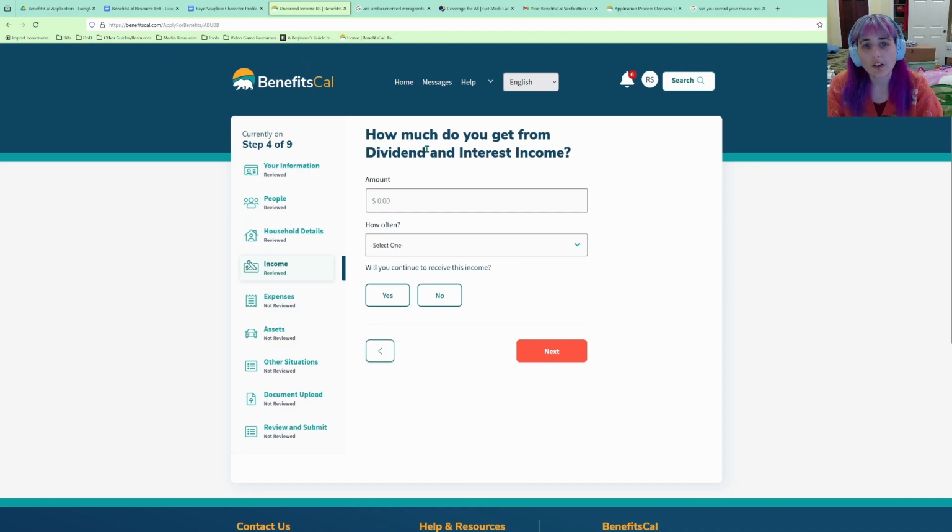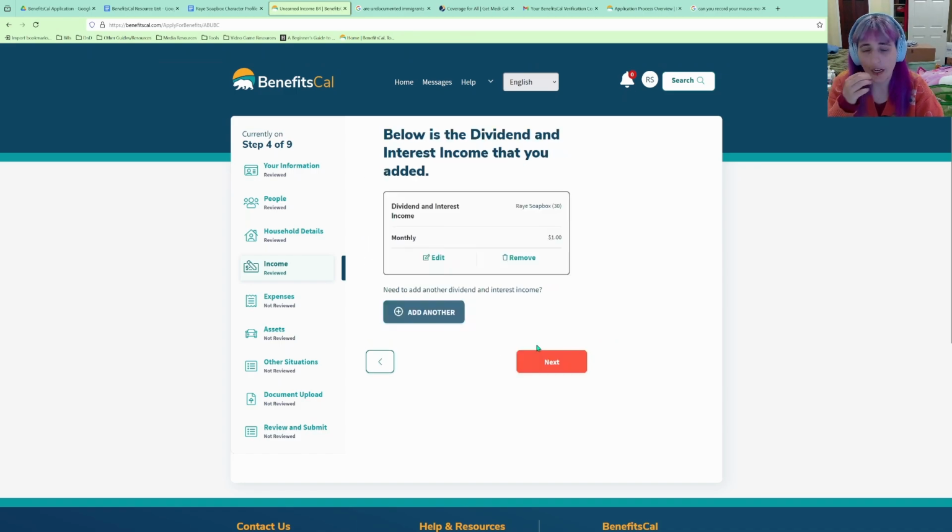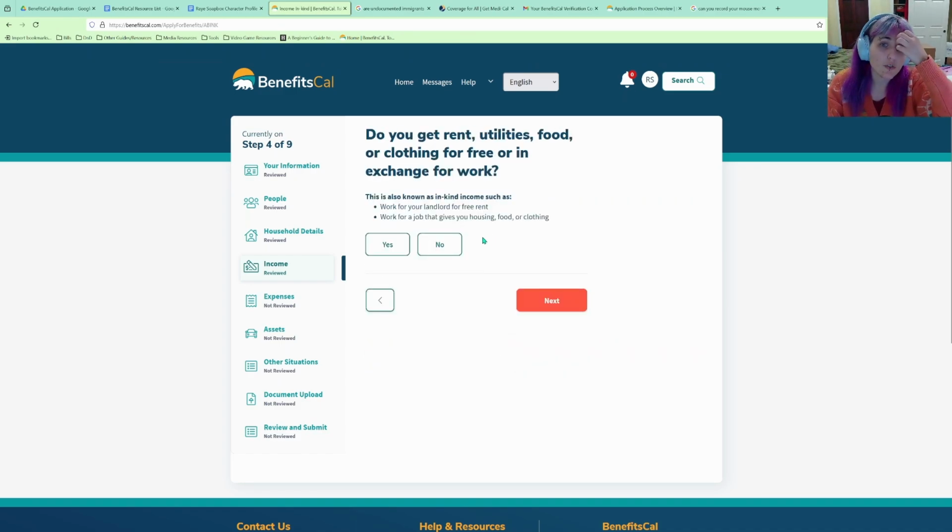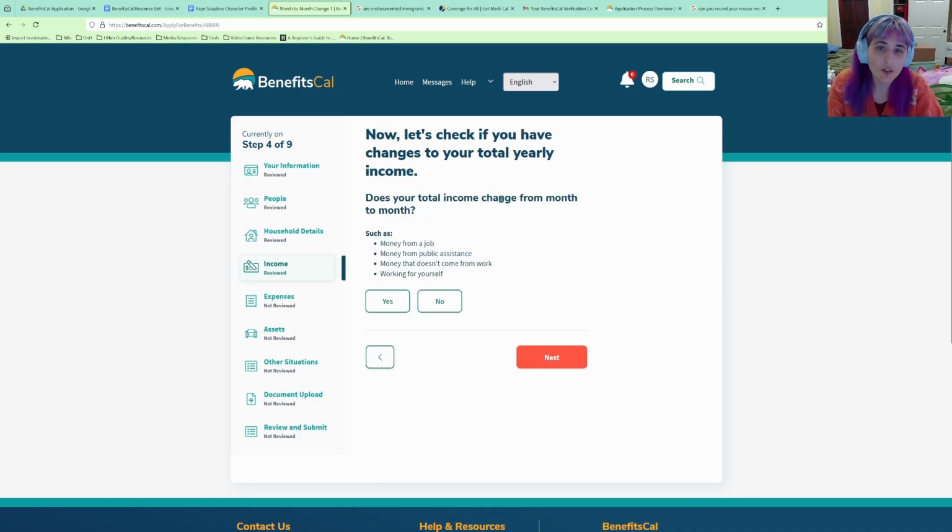How much do you get from dividend and interest income? I'm just going to say $1. How often? I get it monthly. Yep, monthly. Will I continue to receive this income? Sure. Okay. Do you get rent, utilities, food, or clothing for free or in exchange for work, also known as in-kind income? No. Now let's check if you have changes to your total yearly income. Does your total income change from month to month? That can definitely apply to you if you are self-employed or you have a gig job or some other kind of setup.